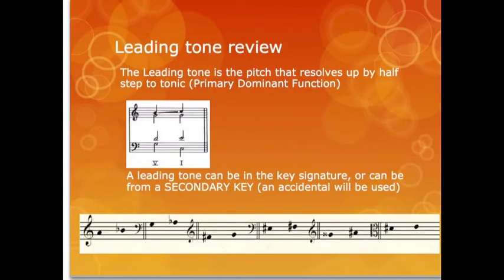The most important concept when we are talking about the relationships between tonic and dominant is the leading tone resolving upward to tonic. The leading tone will always resolve up by half step. In the case of C major, the 5 chord, G, B, D, the B being the leading tone, will resolve up by half step to the C. Now, a leading tone can be in the key signature, or it can be from a secondary key in which an accidental will be used. On purpose, mind you.